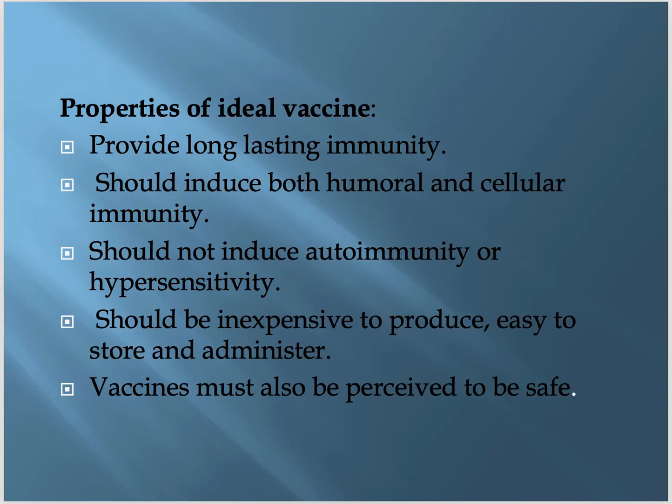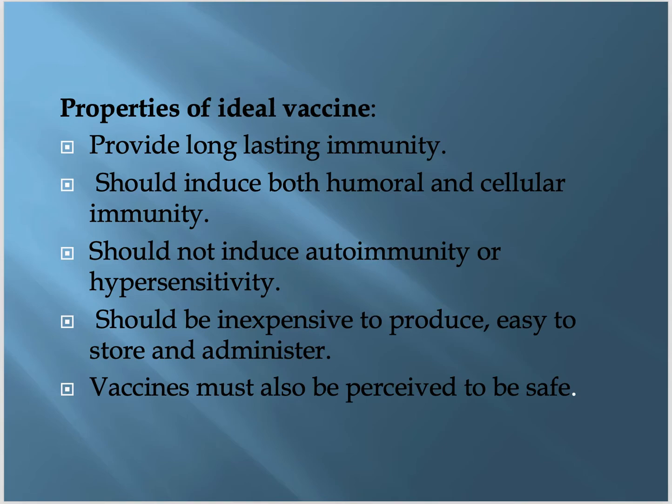Now, an ideal vaccine, I mean a candidate that we want to use as a vaccine, should have some desirable properties. So what are those? An ideal vaccine should provide long-lasting immunity, should induce both humoral and cellular immunity, should not induce autoimmunity or hypersensitivity, should be inexpensive to produce, and easy to store and administer. Also, vaccines must be perceived to be safe. We cannot use anything which is not safe for the target population.